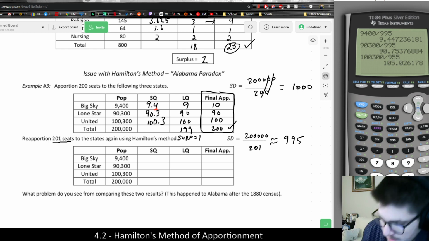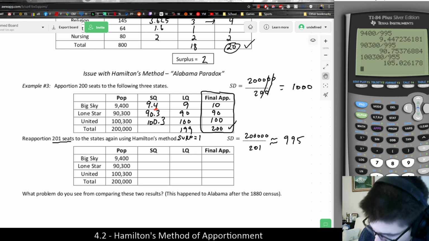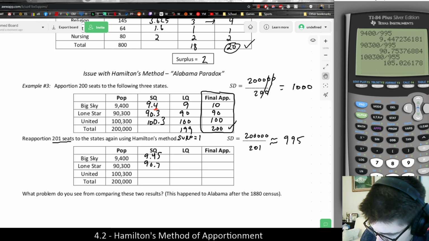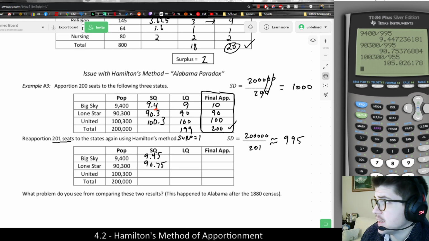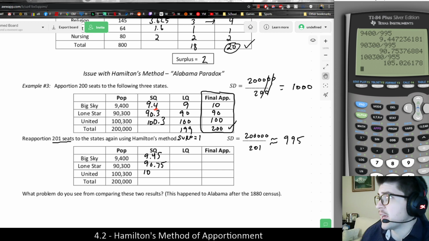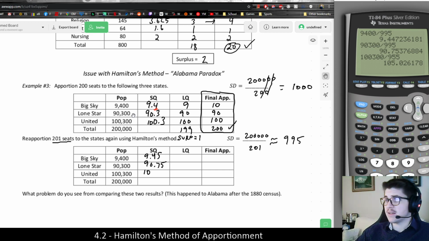So the standard quota for Big Sky is now 9.44, or 45 if I'm rounding to the nearest hundredth. For Lone Star, it's 90.75. And for United, it's 105. That can't be right. Oh, I divided by the wrong number. So that number didn't seem to make sense based on what I got previously. So let me undo that, and let's redo this calculation using the correct number.